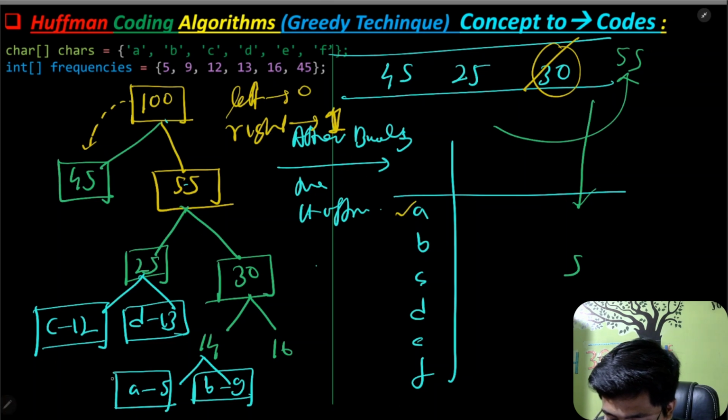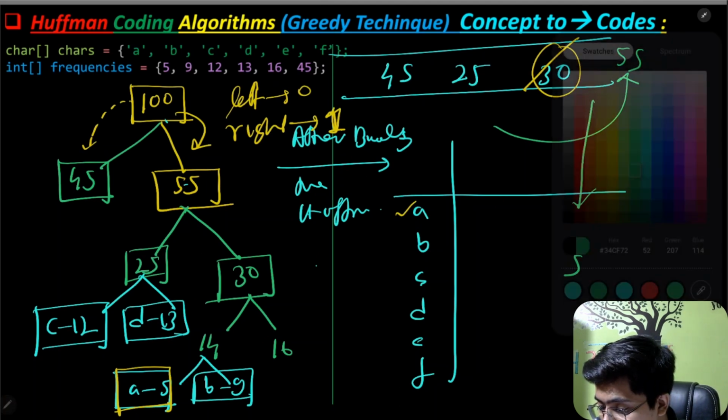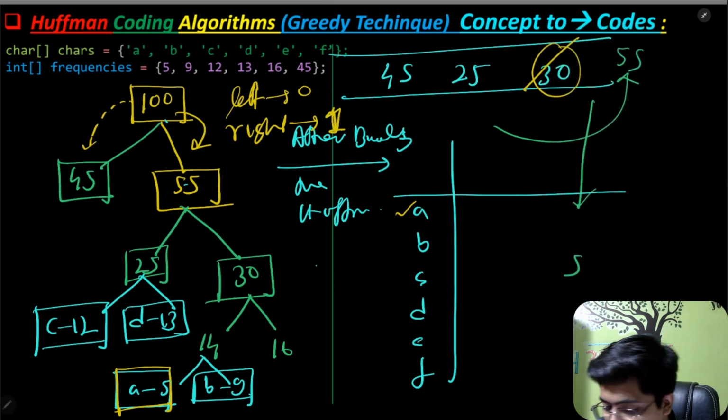So what is it? This is A. So we are traversing from here. This is the right side, so we will be substituting 1. When we traverse from here to the right side, 55, we put 1 here because this is the right side.